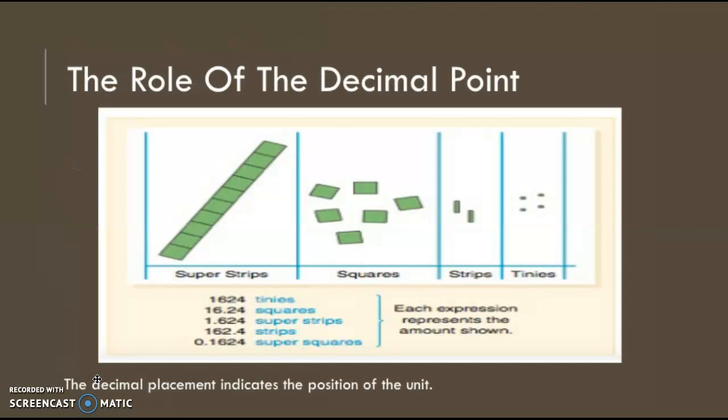So the role of the decimal point. The decimal placement indicates the position of the unit. So now we're going to focus on unit. Here we have superstrips, squares, strips, and tinies to represent different units here. And each of these expressions represents the amount that is shown here. We'll take a second and look at that.